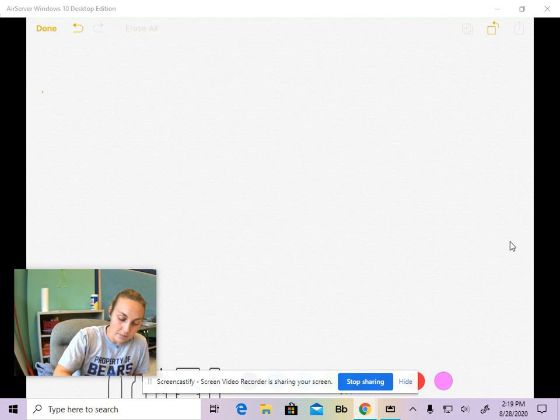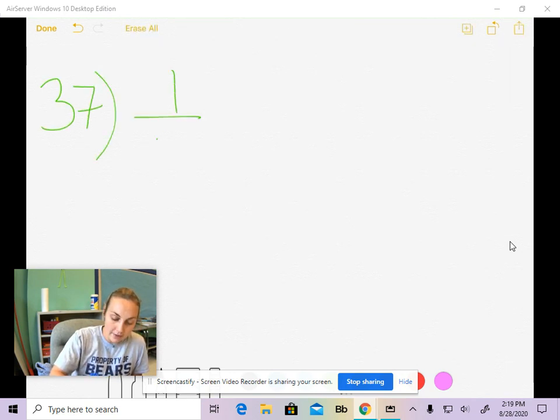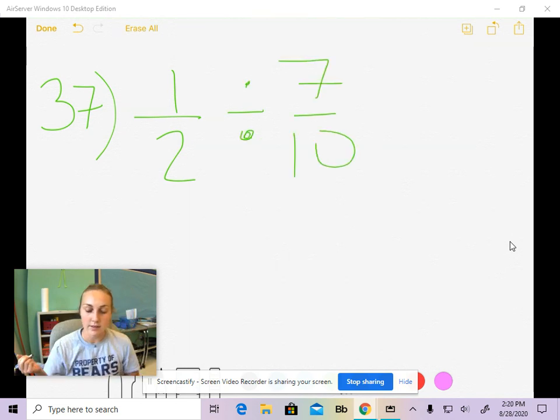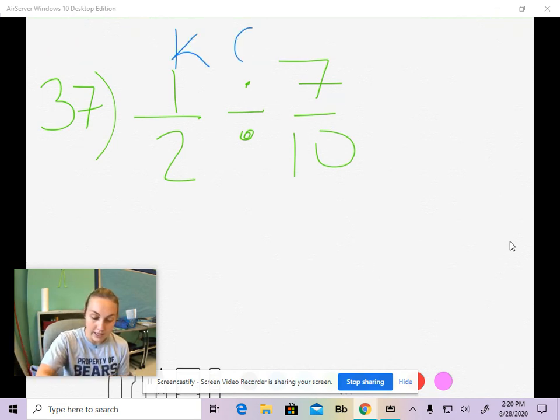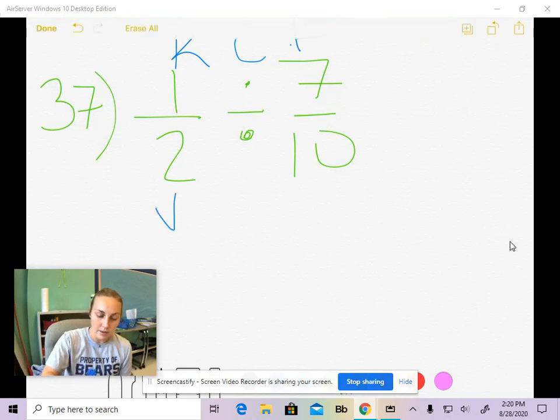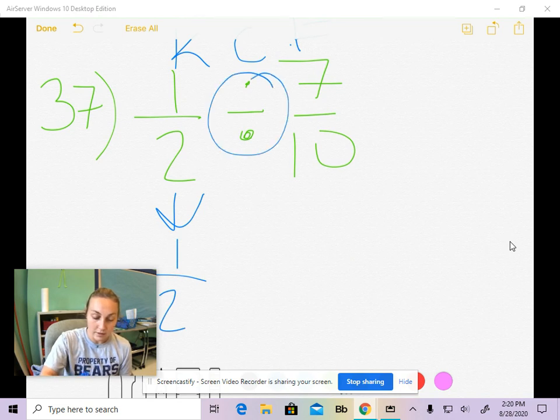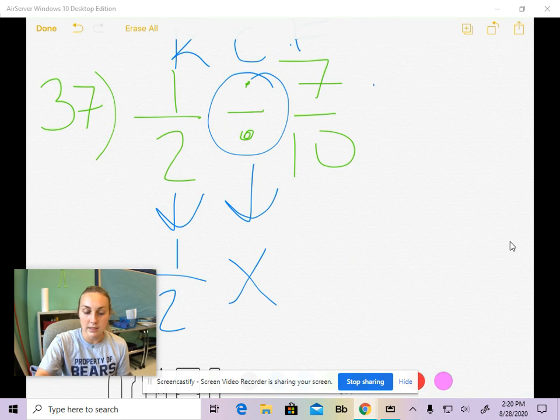Let's do number 37. Okay, so this is 1/2. We're going to divide it by 7 over 10. So again, we're doing the keep, change, flip method. So let's drop this one right here, keeping it the exact same. We're going to change this symbol to multiplication, and we're going to take the reciprocal of this. We're going to flip this.